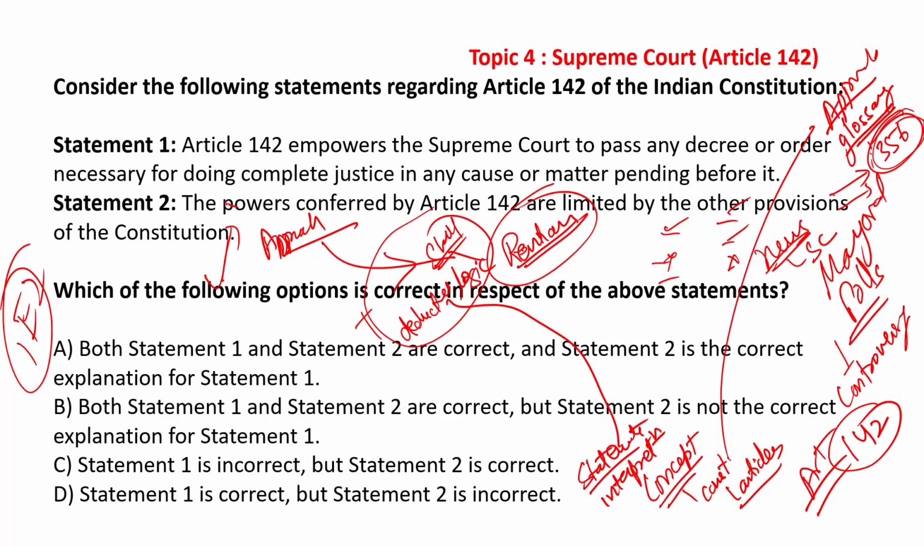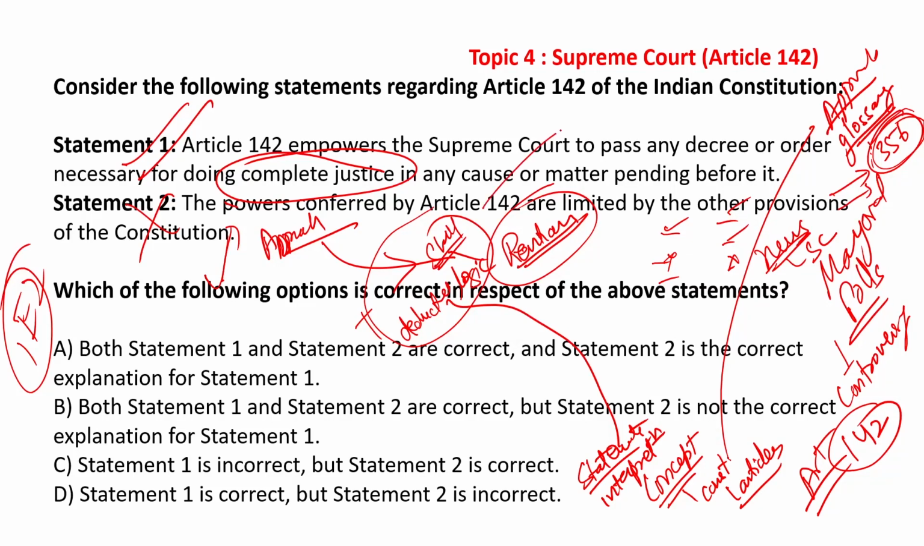Article 142 empowers the Supreme Court to pass any decree or order necessary for doing complete justice in any cause or matter pending before it. That is the precise explanation, and hence this is correct. The powers conferred by Article 142 are limited by other provisions of the Constitution. No, that is incorrect. The focus is on complete justice.